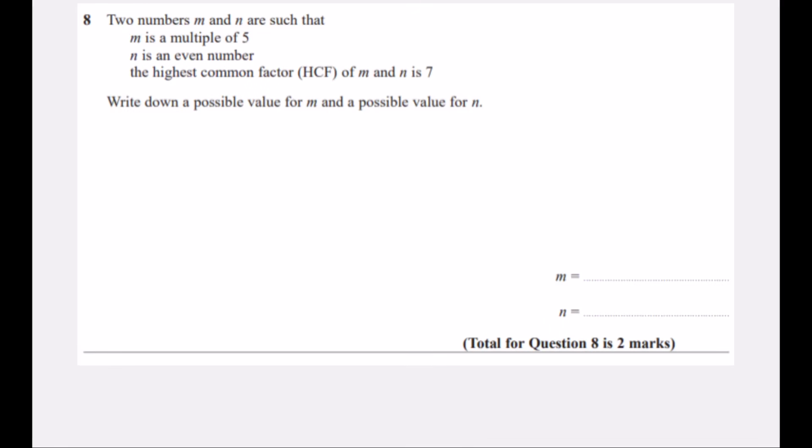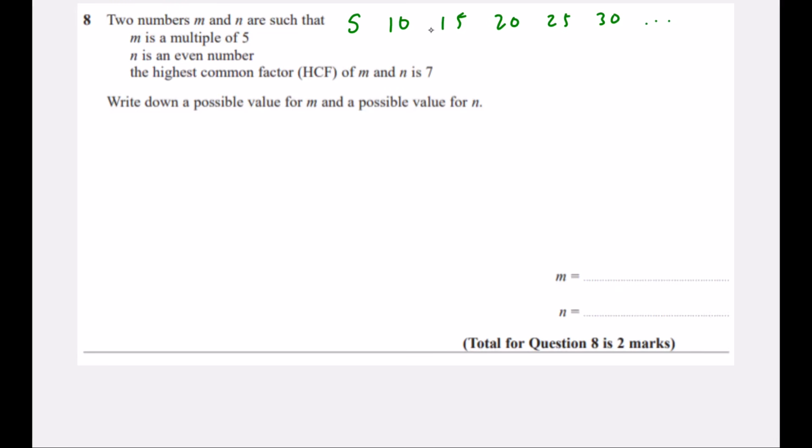Question 8. Two numbers m and n are such that m is a multiple of 5, so anything in the 5 times table, so 5, 10, 15, 20, 25, 30, and so on. n is even, and the highest common factor is 7. Write down a possible value for m and a possible value for n.